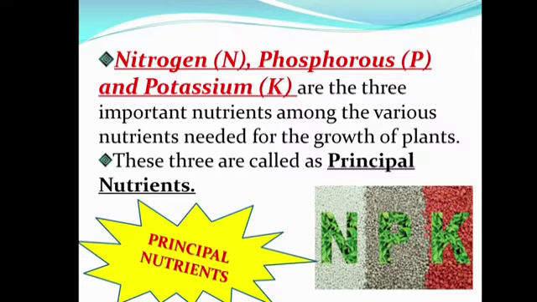Nitrogen is mentioned by the symbol N. Phosphorus is mentioned by the symbol P. And potassium is mentioned by the symbol K. So NPK, these are the principal nutrients: nitrogen, phosphorus and potassium.